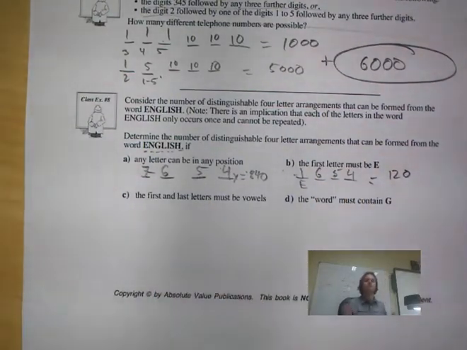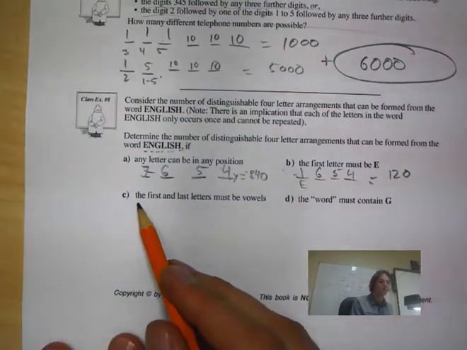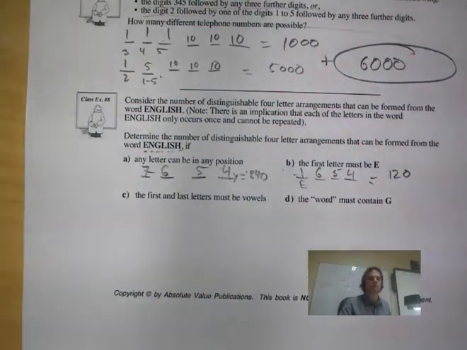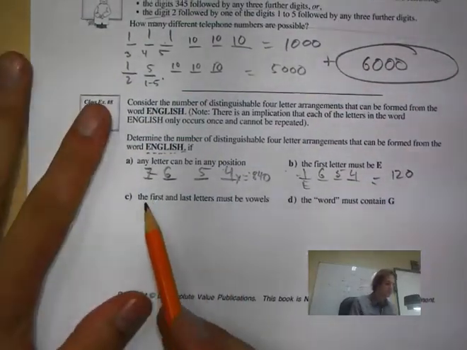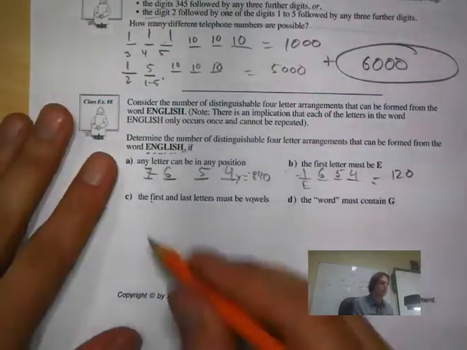So, now, let's take a look at this next one here. Okay, so this last one says the first and last letters must be vowels.